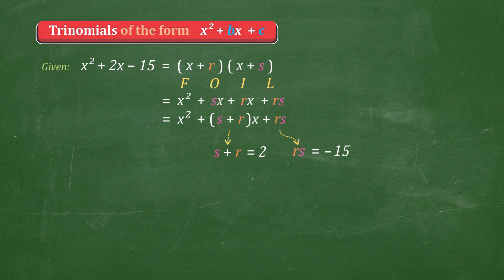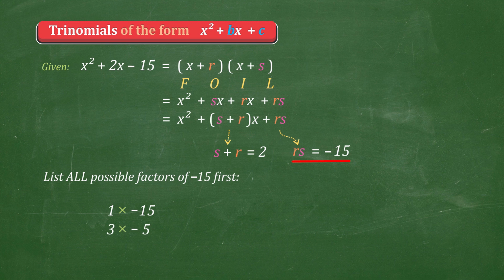Let's get the values of r and s by looking at the second condition first. They have a product of negative 15. So, let us make an organized list of all possible factor pairs of negative 15. We know that 1 times negative 15 equals negative 15. That is one pair. We also know that 3 times negative 5 is also equal to negative 15. That's another pair. Now, can you think of other possible pairs?